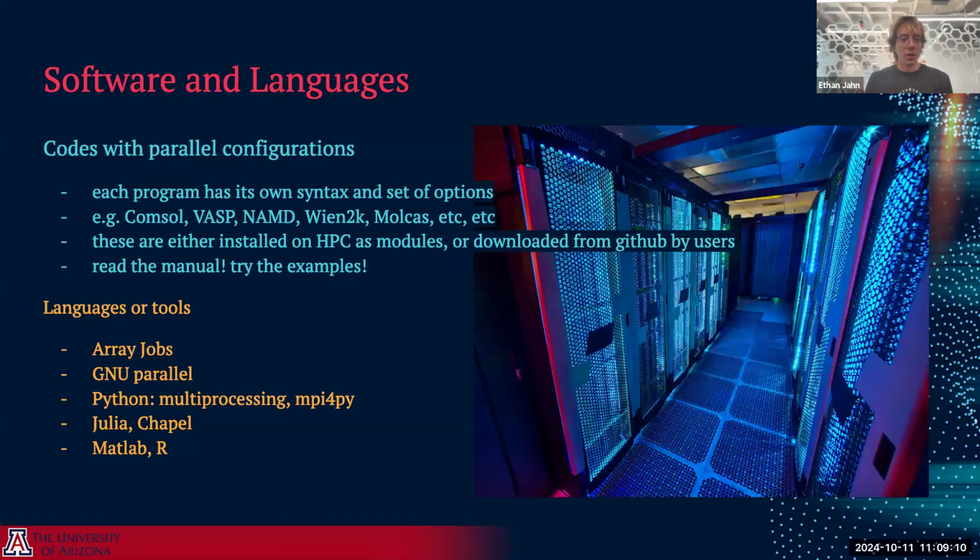So, software and languages: there are examples of tons of different codes with parallel configuration. Each program has its own syntax and set of options. Just to list off a few that I've seen users on the HPC use, and these are fairly popular programs: COMSOL is a physics program; VASP, NAMD, Wien2K, MOLCAS are all in the vicinity of molecular dynamics programs. There are tons of others. I'm not going to be able to list them all or go through all of them in detail. These are either installed on the HPC as modules, or they can be downloaded.